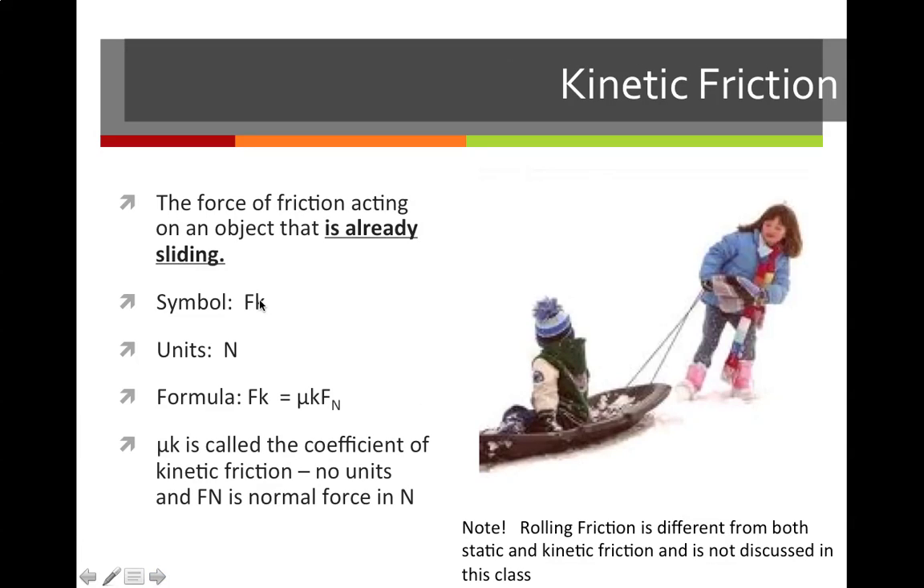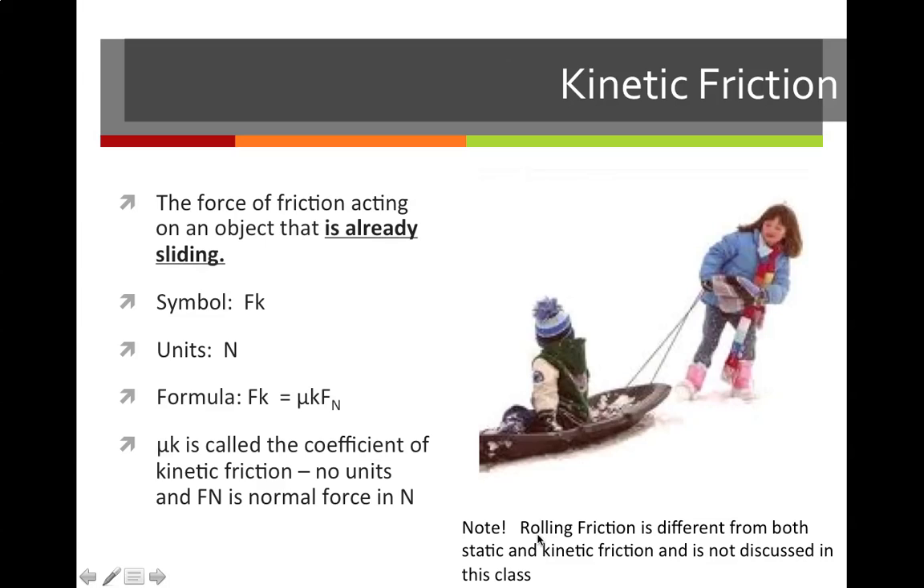Kinetic friction is the force of friction acting on an object that is already sliding. So often we call kinetic friction sliding friction. So it's the force you're pulling on. You're pulling on something, you want to get it going at a constant speed. It's what you're overcoming to keep it going. And it's usually less than the force you need to start it. And again, we'll talk more about that another time.